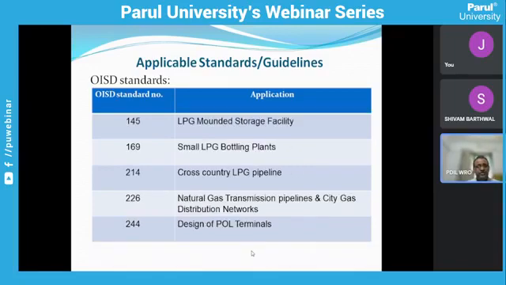There are so many OISD standards available, and periodically these are updated. You must have the latest version of the OISD standards. These are all available in the library of any organization, and you always have the access.